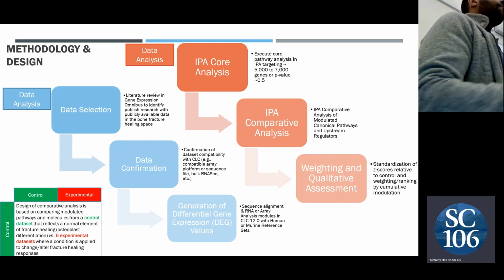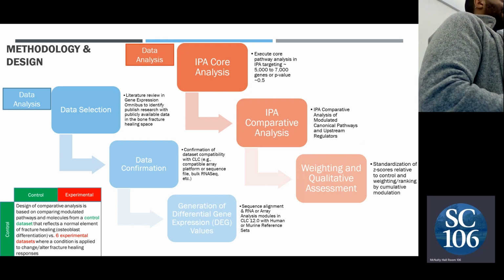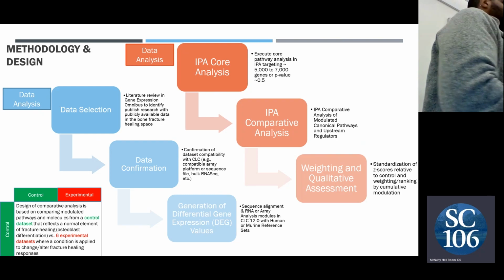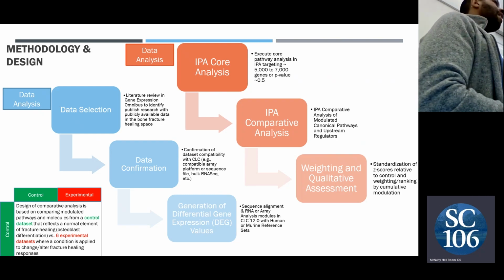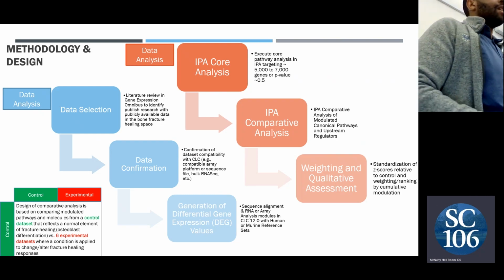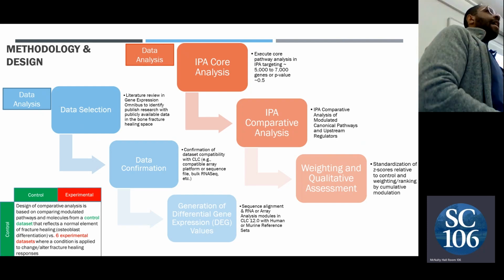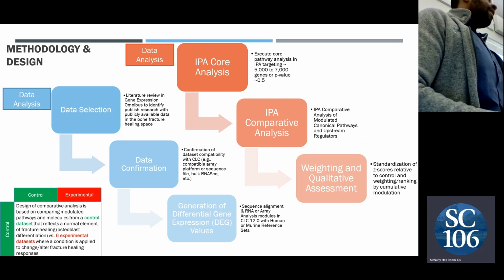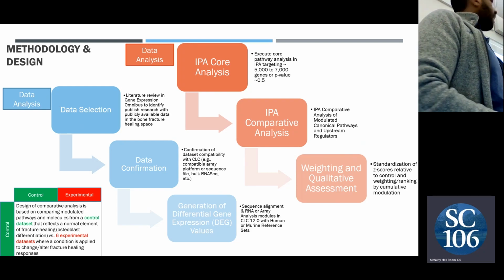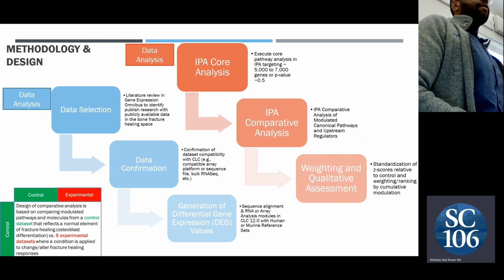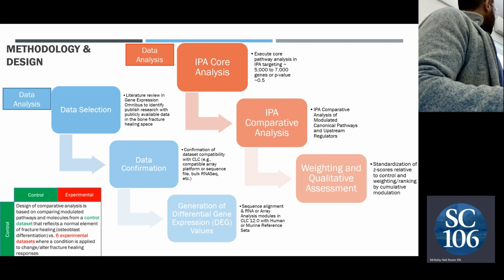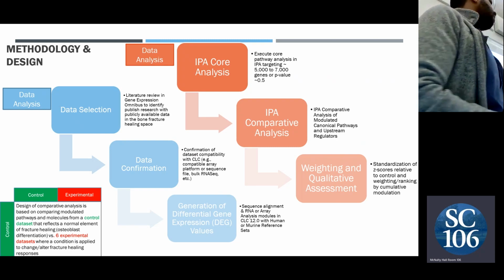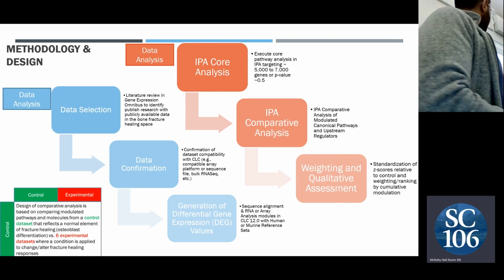In that context, after identifying the relevant data sets, I confirmed that the files were actually compatible with CLC and IPA, which is a question you do need to ask. From there, I prepared the data through sequence alignment and performed either RNA analysis or array analysis with respect to the different types of data. The resulting differential gene expression values were then used to perform core analyses across 7 individual data sets, targeting between 5,000 and 7,000 genes with a nominal p-value no greater than 0.5.